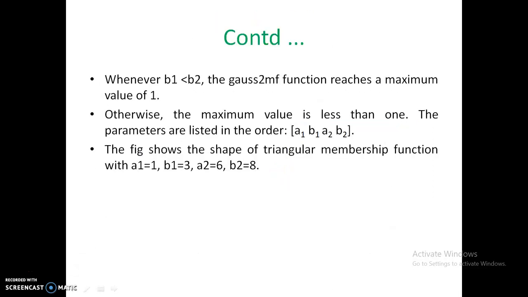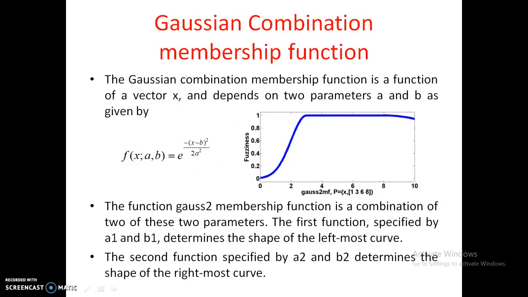Some rules are there for this, and you can read them. If b1 is less than b2, the Gauss 2 membership function reaches a maximum value of 1. We can clearly understand all these things by using a MATLAB program. After the completion of this video, I will do one more video for the MATLAB implementation of membership functions, where we will see each and every point.